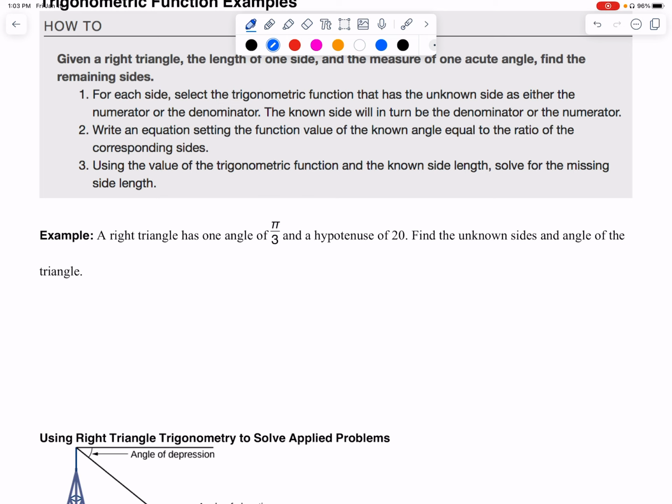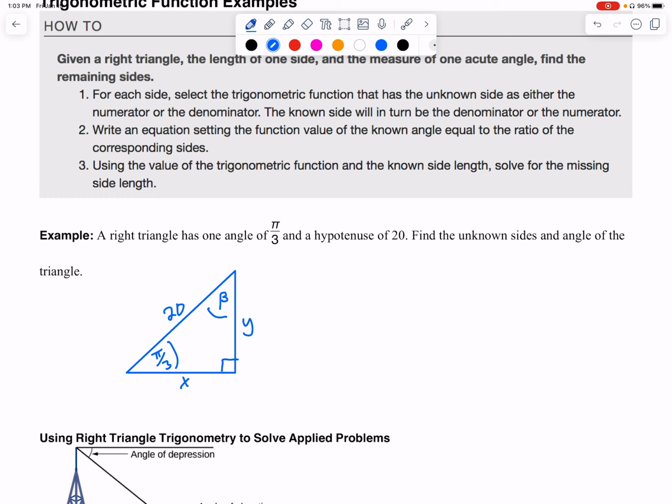Okay, right triangle, I'm going to draw one. Here's my right triangle. And it has an angle of pi over 3 and a hypotenuse of 20. And then let's call these sides x and y, and we'll call this angle beta.